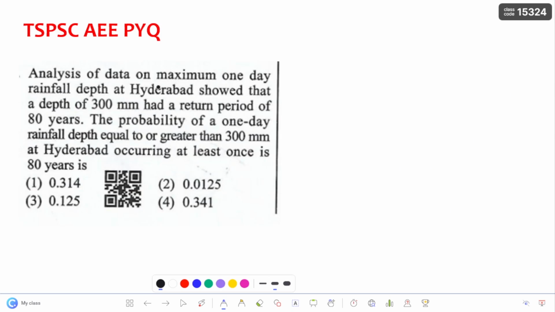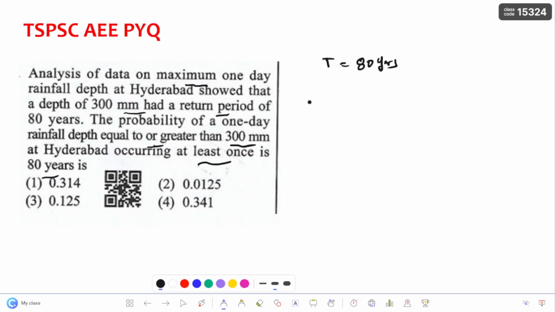Let's come to the next question. Analysis of data on maximum one-day rainfall depth at Hyderabad showed that a depth of 300 mm had a return period. Return period is nothing but T is equal to 80 years. The probability of a one-day rainfall depth equal to or greater than 300 mm at Hyderabad occurring at least once in 80 years.